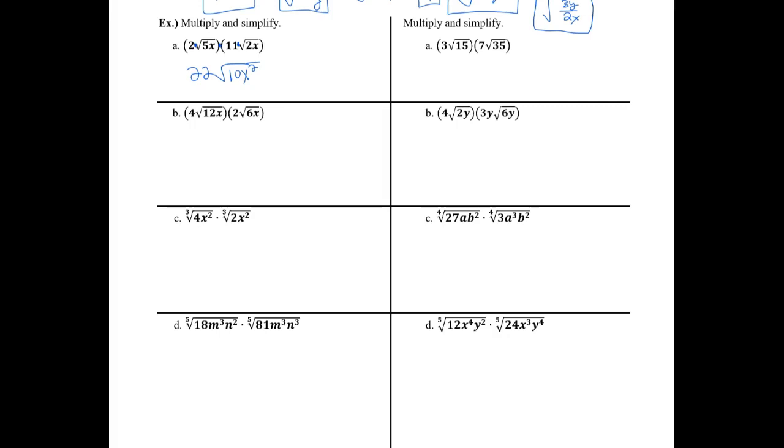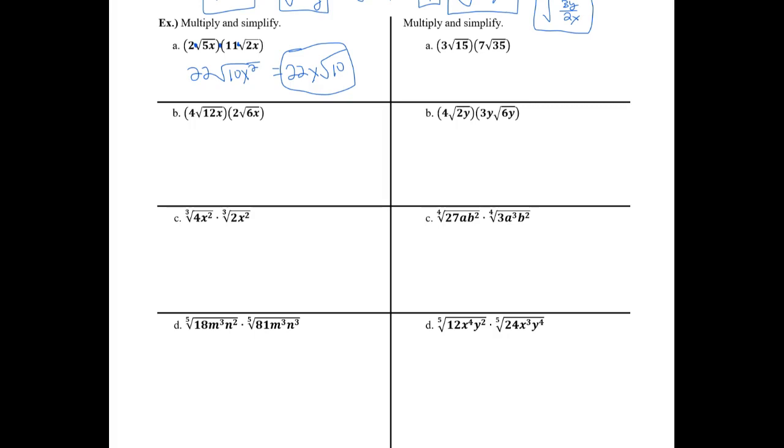I look to see if there's anything I can take out. The 10 is only 2 times 5. No perfect squares there. x squared is a perfect square. I still have this 22, and then the square root of x squared is x. That leaves me with the square root of 10 underneath the radical.